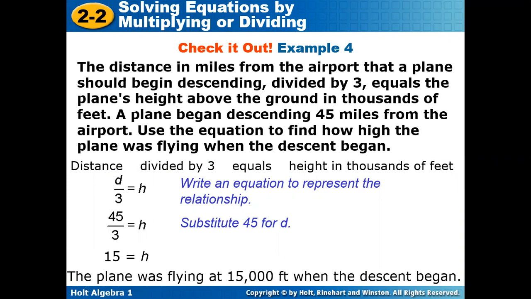So that concludes the basics of algebra, basically. Solving equations by adding, subtracting, and solving equations by multiplication and division.